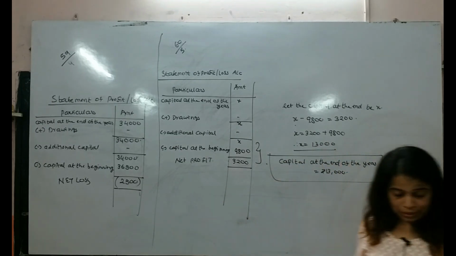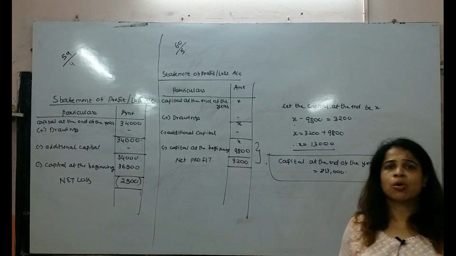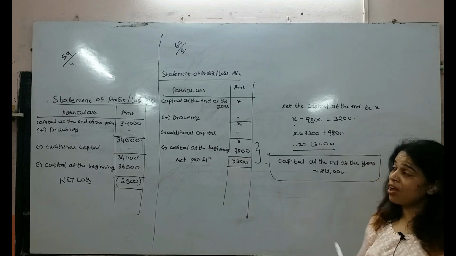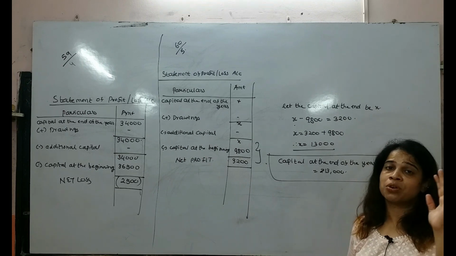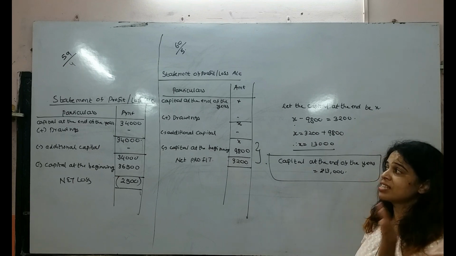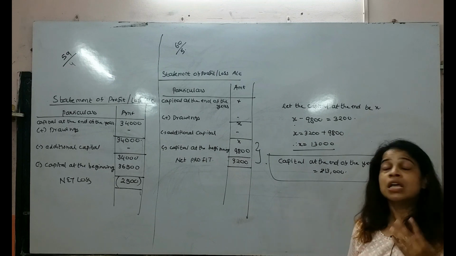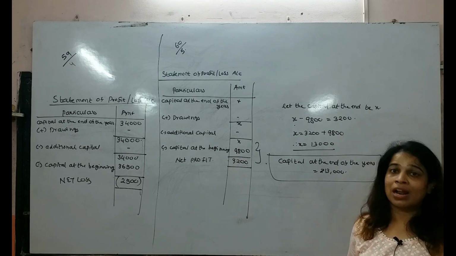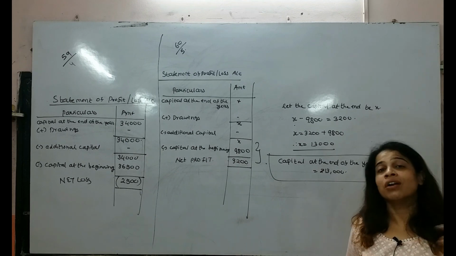So in today's class, students, we have done 3 problems, very basic problems. If you have observed, you will come to know that we are just going to remember one format, that is capital at the end of the year, add drawings, less additional capital, less capital at the beginning of the year, and this entire drama we are doing to find out net profit or net loss.